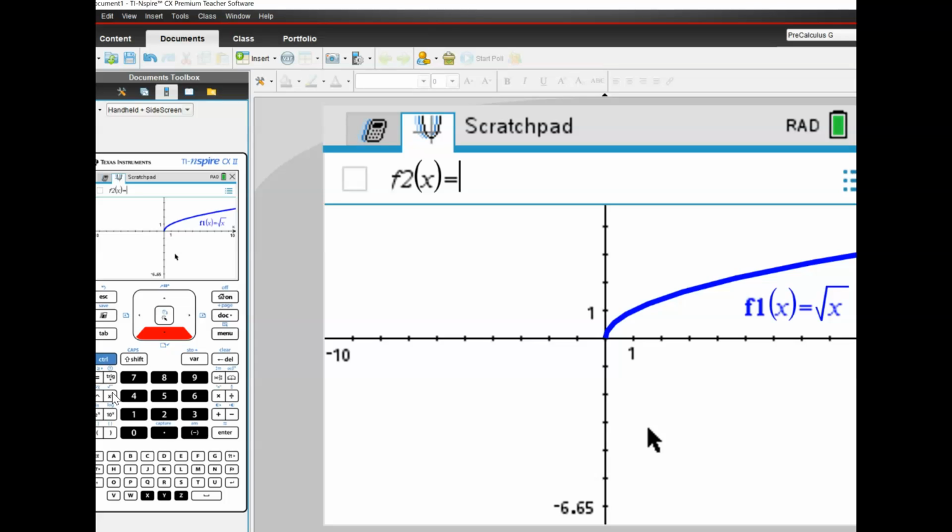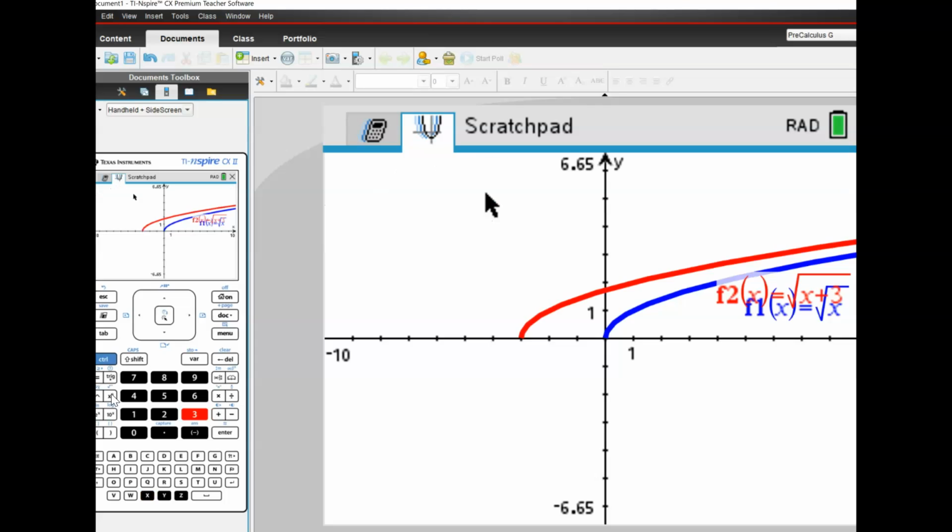Do you have the command line? If not, you have to push tab again so it pops up. There you have it. The second one we have to insert is square root of x plus 3, and the plus 3 is inside. So I had to push control, x squared, x plus 3, push enter. Okay, so we notice it moves to the left.